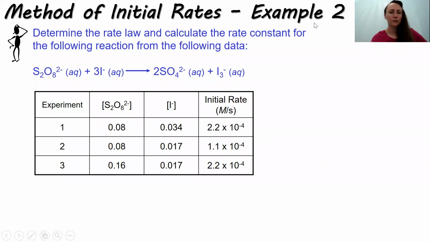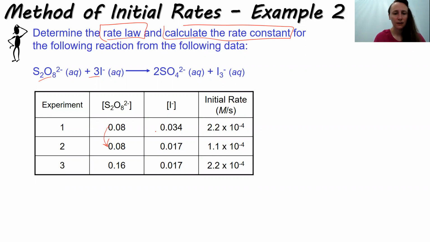In example 2, we're going to determine the rate law, and we're also going to calculate the value for the rate constant. All right, so I'm going to look at my data between these two reactants, and I see that trial 1 and trial 2, our first reactant is being held constant, while our second reactant is changing. So I'm going to deal with these numbers.